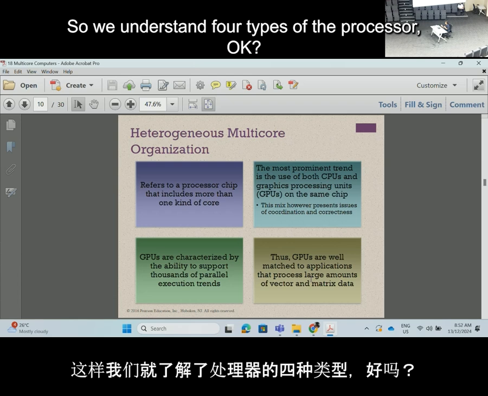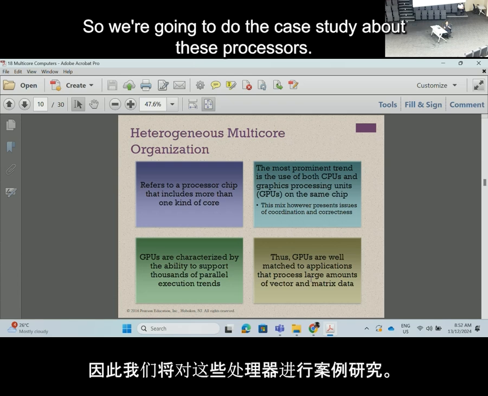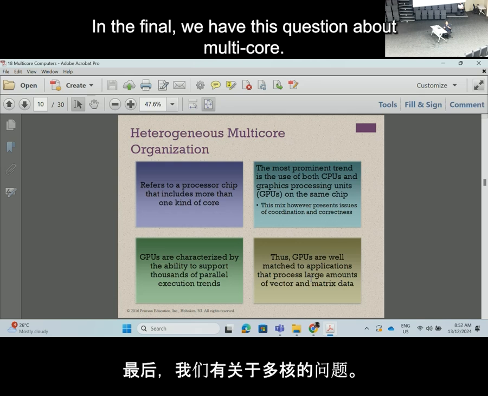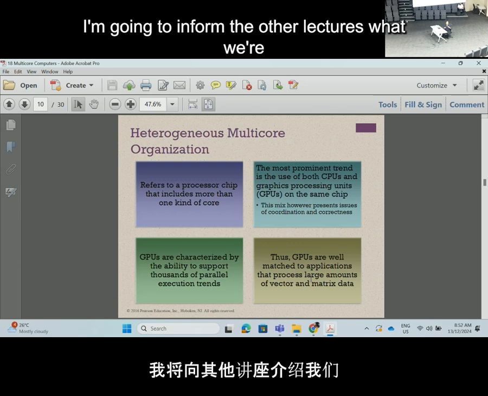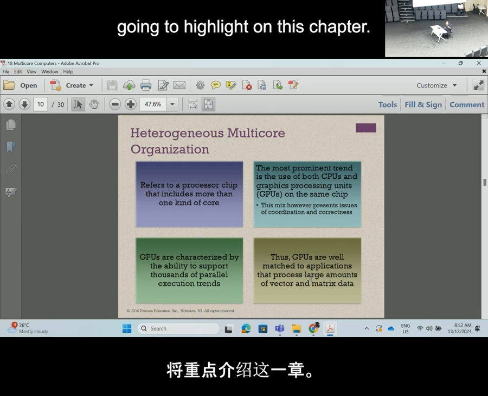So we understand 4 types of processors. We're going to do the case study about these processors. In the final, we have this question about multi-core. We're going to highlight it. I'm going to inform the other lecturers what we're going to highlight in this chapter.